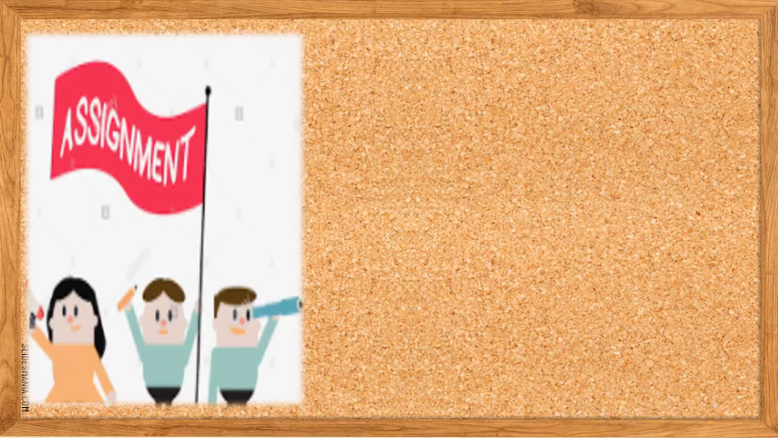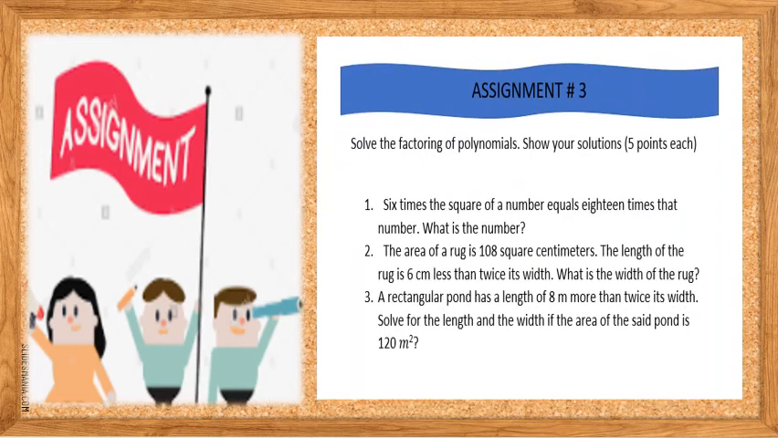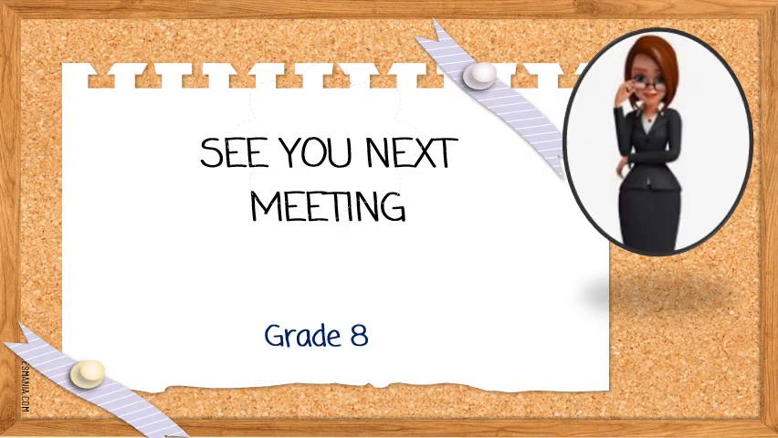Now we have the assignments. Our assignment is assignment number 3. Solve the factoring of polynomials. You have to show your solutions. That's 5 points each. And our due date is October 2, 2021. That is Saturday. So that is our topic. See you next meeting.